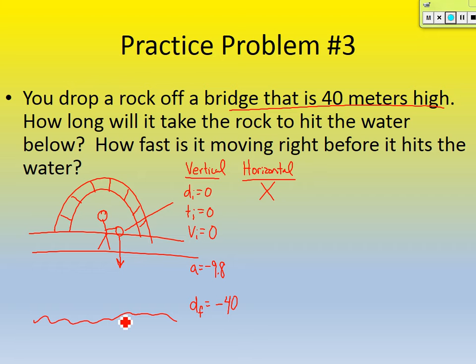Now there's 2 variables that we don't know, which are time final, so I'm going to put a question mark, and we also don't know velocity final. So now let's go back up and figure out what this problem was asking us. It says, how long will it take? That means we're going to be solving for time final. But then it also says, how fast is it going to be going right before it hits the water? So we're also going to be solving for velocity final. I've got all 7 variables listed, the known and the unknown. We've figured out what it's asking us for.